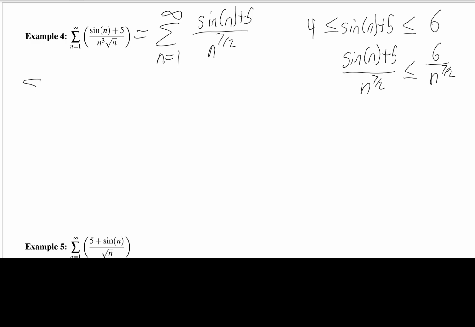Now the way we make this into a p-series, since we just have a constant being multiplied on top, we can actually pull this constant out of our series. So this is going to be the same thing as 6 times the sum from n equals 1 to infinity of 1 over n to the 7/2, which is going to converge since it's a p-series.